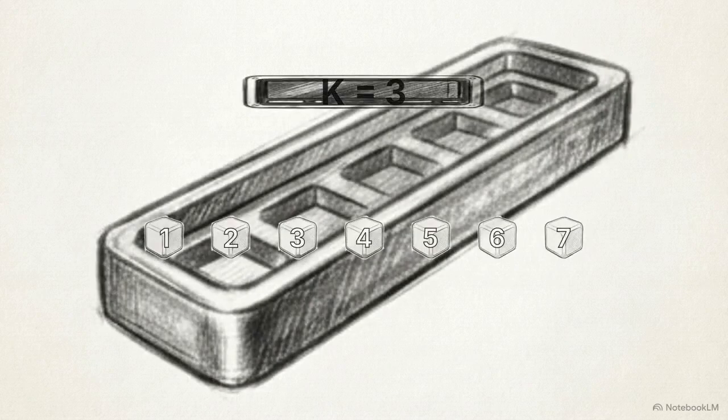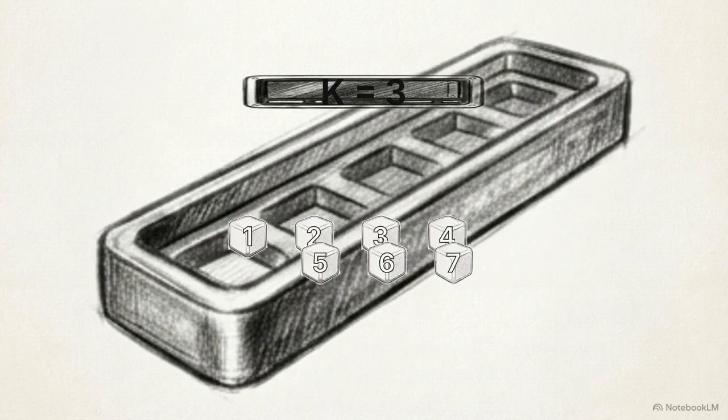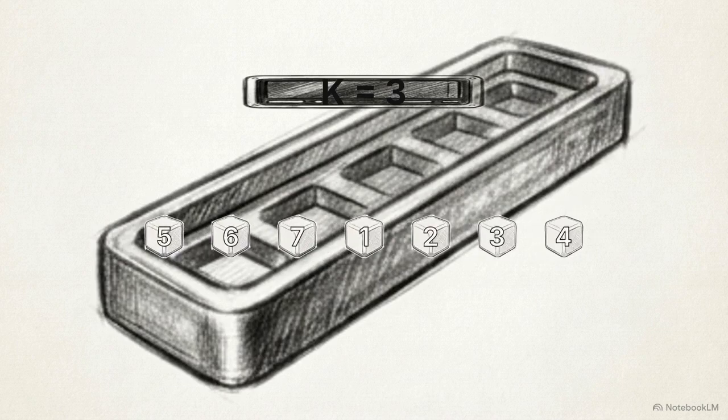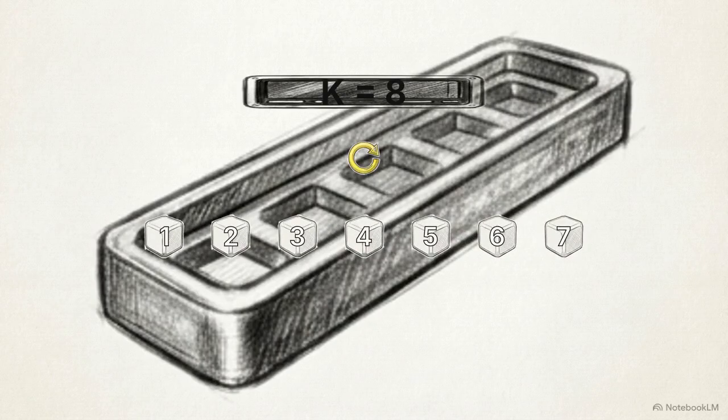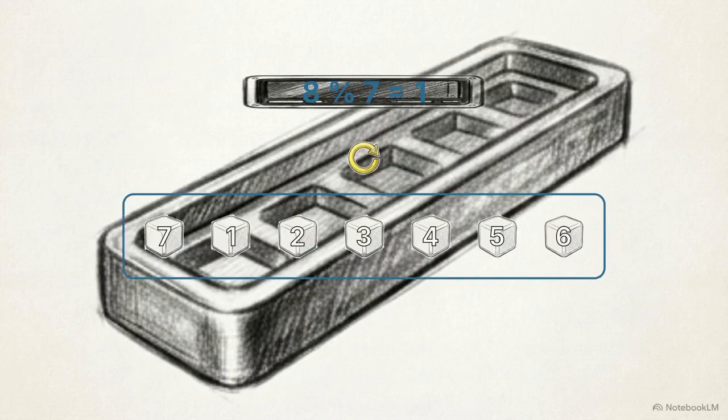This standard 7-element array shifts right by k equals 3 when the last 3 blocks move front. But what if k is 8? Shifting 7 times returns every block to its start. That 8th rotation leaves the array exactly as if we requested 1 rotation.